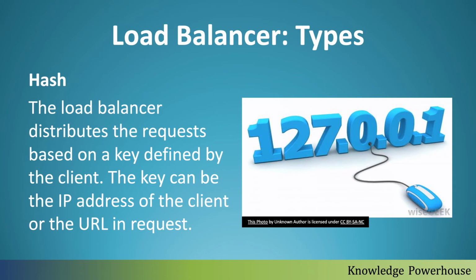Then another type is hash. In hash, the load balancer will distribute the request based on some kind of a key that is received from the client. That key can be based on IP address, URL, a customer ID, or a region. So this is a predefined key that we use, and based on that, load is balanced and distributed across different servers. This is also a good algorithm because it tries to make sure that load is going to the right machine.